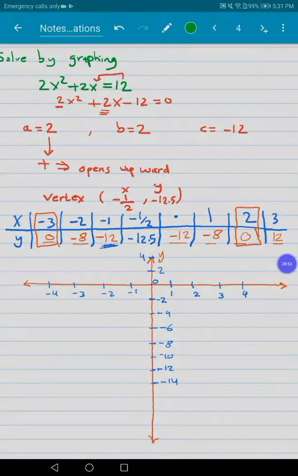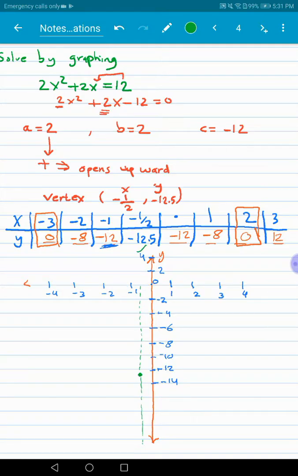Now we start plotting from the vertex, negative half and negative 12.5. It's approximately here. This is the coordinate of the vertex, and this is of course the axis of symmetry. The second point, 0 and minus 12, it's here. The third point, 1 and minus 8.